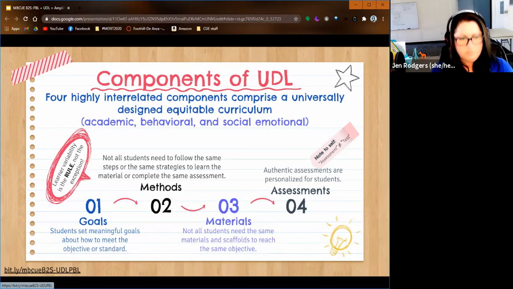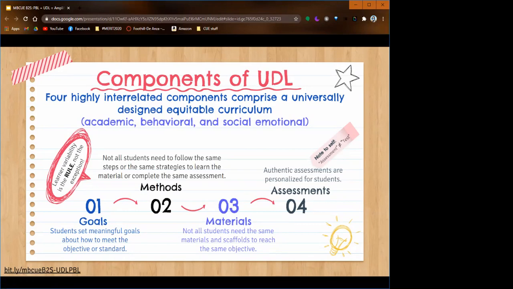But if a student is doing a different type of project than student B, they don't need the same materials, they don't need the same scaffolds. They have different access to the information, the content, they have different processes they're going through to learn and practice the skills. And so we don't have to have the same thing. And in fact, the students should not have the same exact thing for everybody.